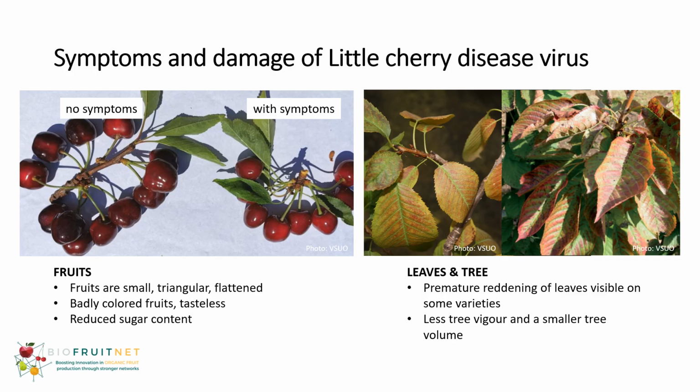The fruits of trees infected with the little cherry disease virus initially have a more or less normal fruit development, but shortly before fruit ripening, about 1 to 2 weeks, there is a sharp slowing down of the ripening process. The fruits remain small, are less colored, have lower sugar content, and are tasteless. Due to the lower fruit quality, especially the smaller fruit size, the market value of the fruit is reduced, causing economic losses. Other symptoms include a premature reddening of leaves, less vigor of the affected tree, and a smaller tree volume.